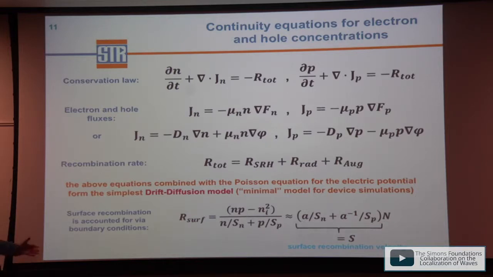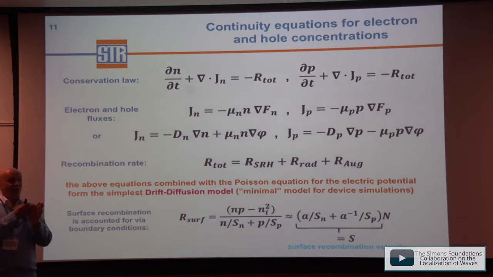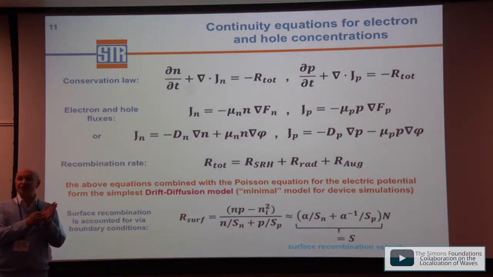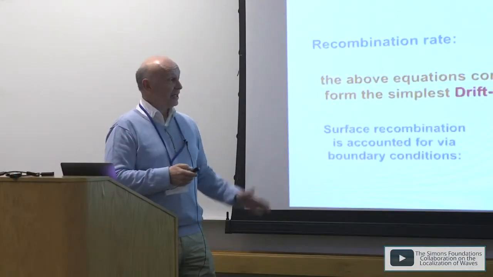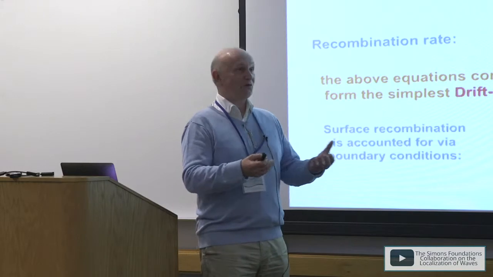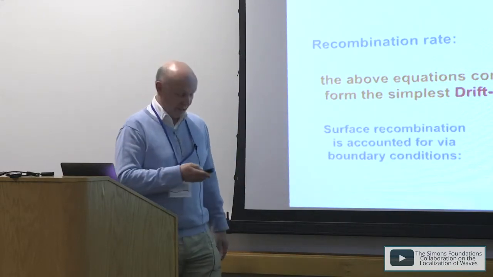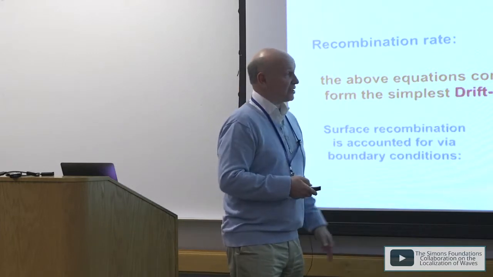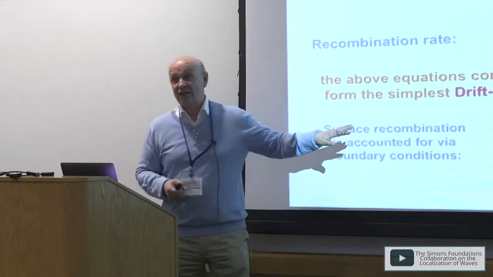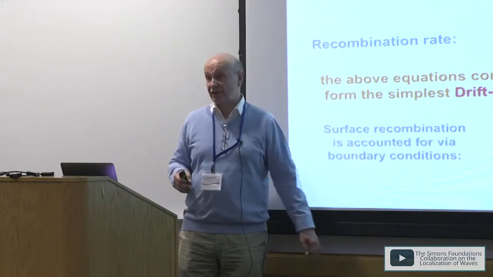As we talked about the different channels of recombination, we should also mention the surface recombination. The surface represents for semiconductors an object with a large number of defects. And therefore, every free surface is capable of capturing electrons and holes, producing surface recombination. Surface recombination is normally accounted for in simulation via boundary conditions.